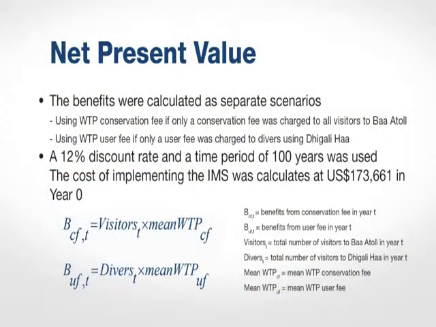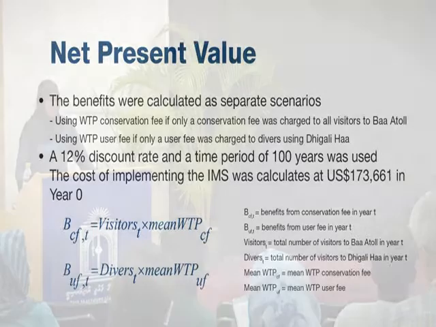So I used two separate equations for benefits from the user fee as well as benefits from the conservation fee. And these are some of the scenarios I had run. I did some sensitivity analysis by changing the number of visitors. How does that affect my net present value? And by changing the discount rates, so various discount rates.